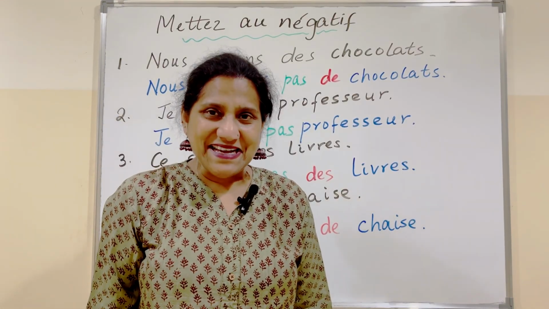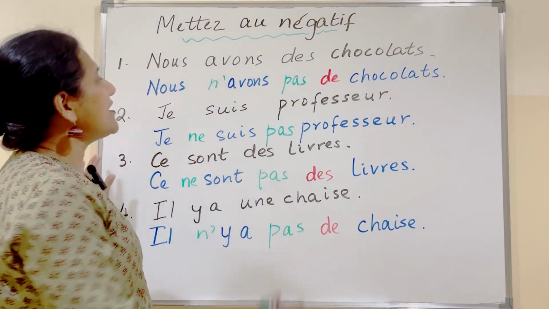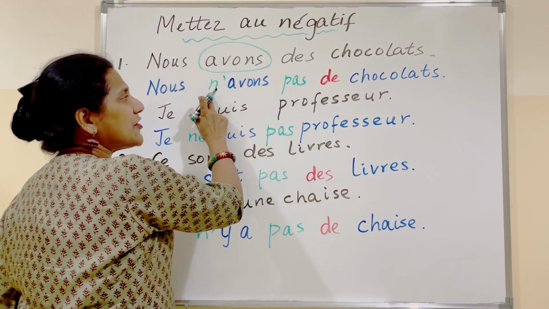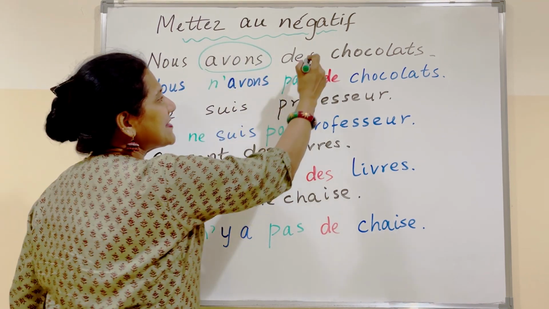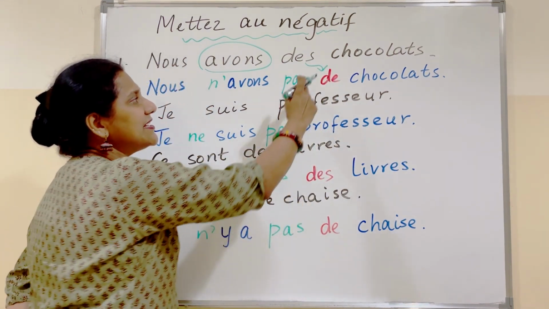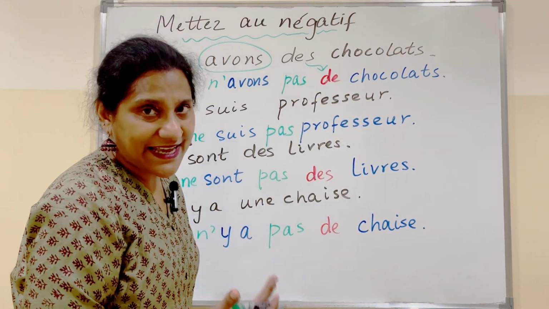Let's do some exercises. Nous avons des chocolats. So here we identify the verb as avons, put ne before the verb and pas after the verb. This is, we have some chocolates, so this is an indefinite article. Indefinite article will change to de in negation.